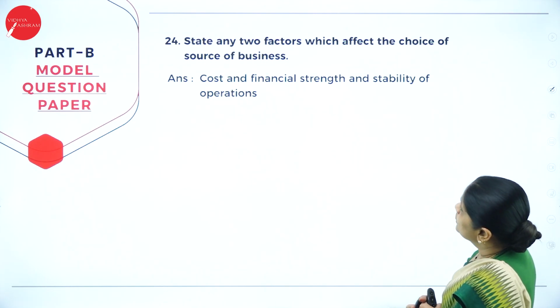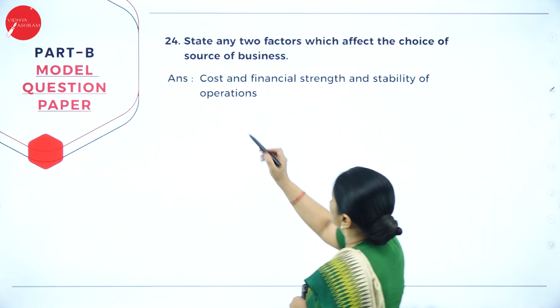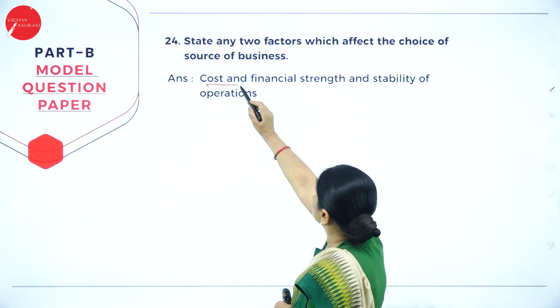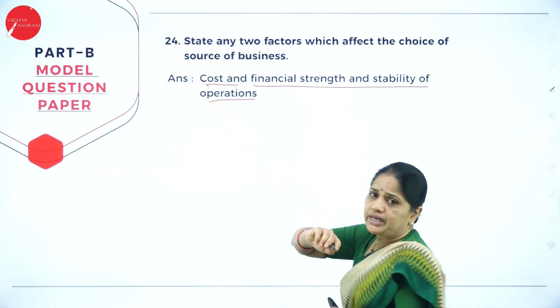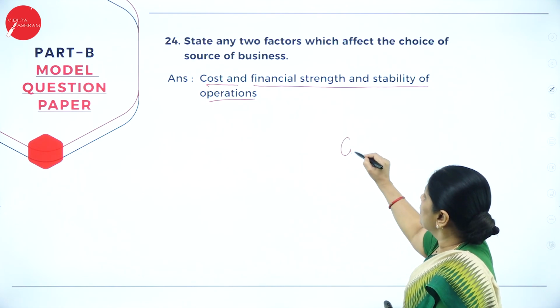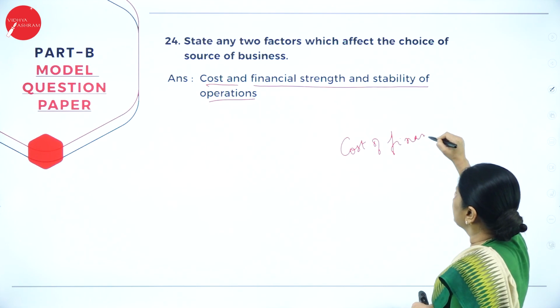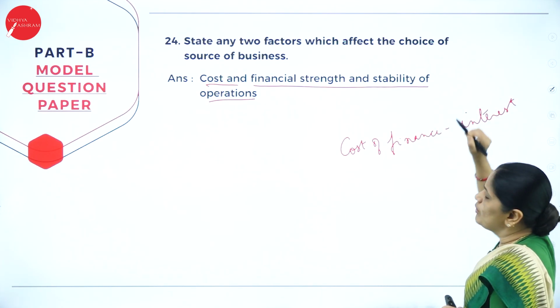Then 24th question, state any two factors which affect the choice of the source of business finance. So first one is the cost, and next one is the financial strength and stability of operations. Now what do we mean by cost of finance? Cost of finance is the interest which you are supposed to pay on the borrowed funds.